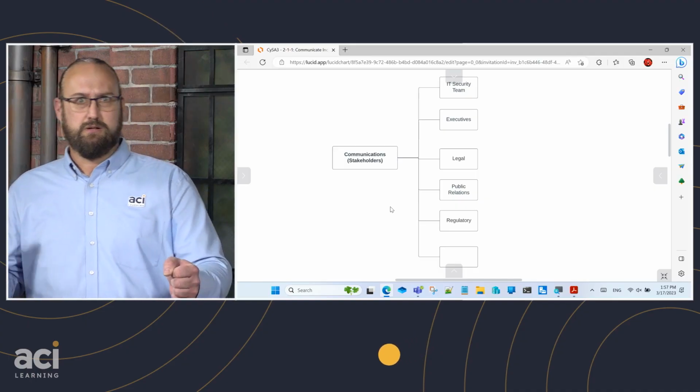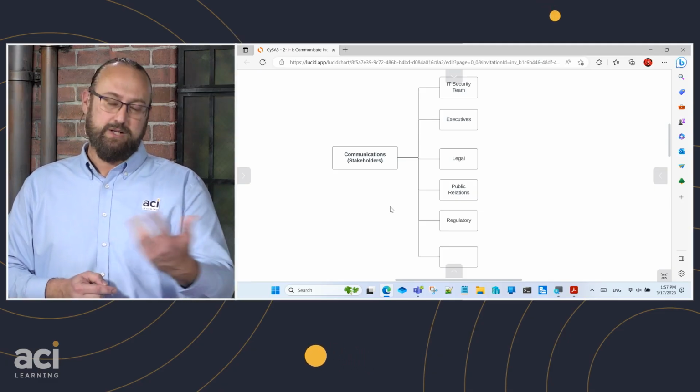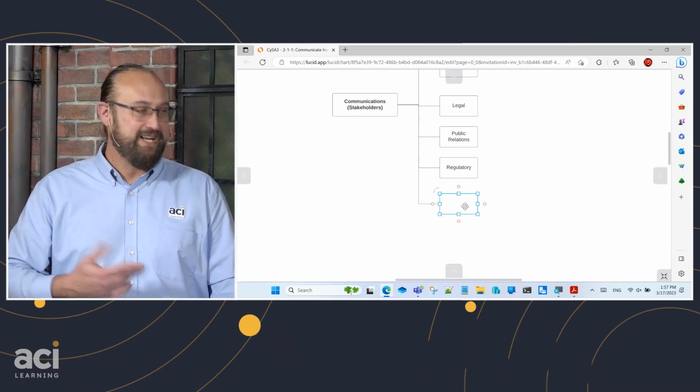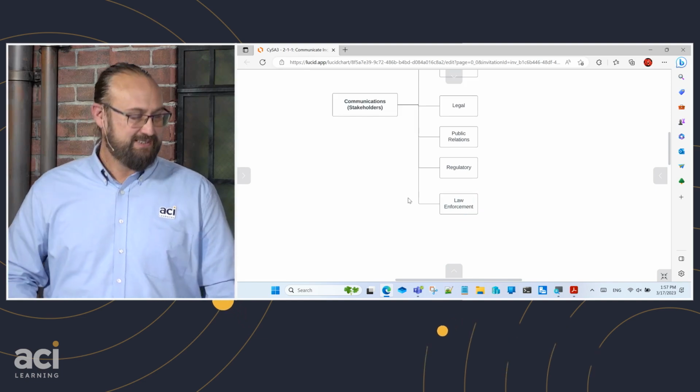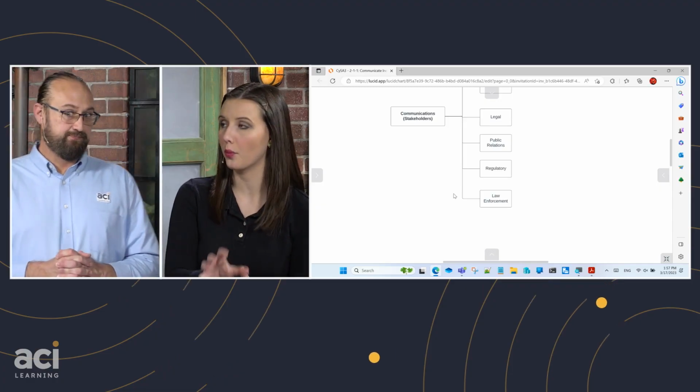Legal, let's talk to the regulatory agent, and then maybe let's talk public relations after that, if we can provide some kind of solution. And the thing I had mentioned earlier about insider threats, this next one is law enforcement.